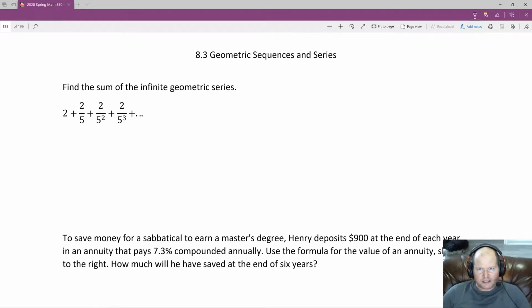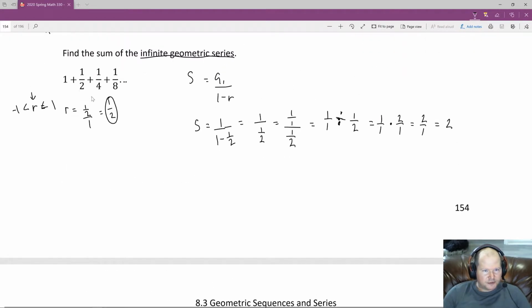Geometric sequences and series. Find the sum of the infinite geometric series. Okay, so I'm going to use the formula we used previously. S is equal to the first number in the series divided by 1 minus r. And we can only find the infinite series if the r is between -1 and 1.